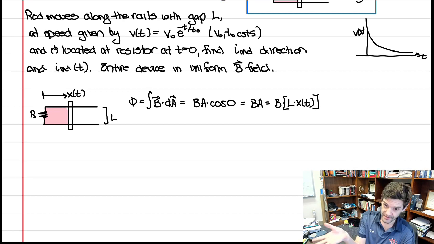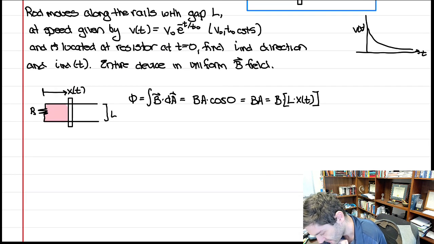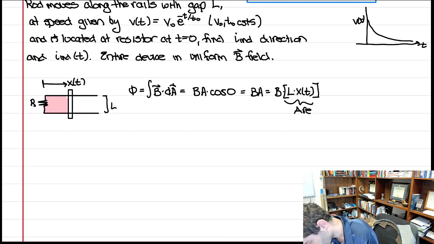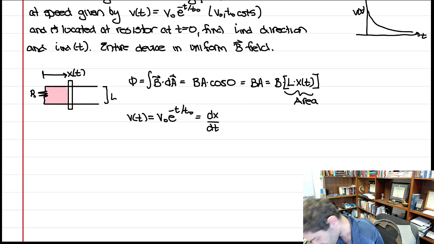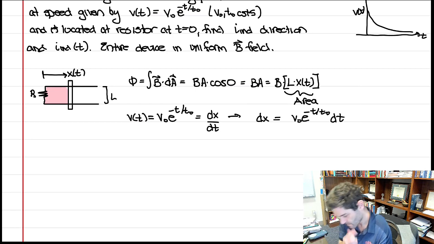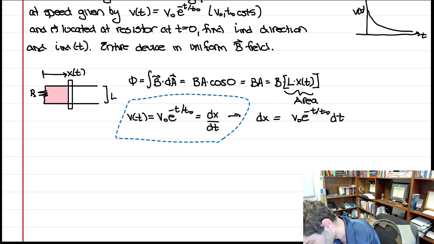So to evaluate the total flux, I need to know x as a function of time. That's not too bad, because I know v as a function of time. So again, this is the area. If v is a function of time, we said it was some constant times e to the negative t over t naught. And I know that velocity, it's a 1D velocity, is the derivative of a position. I can then write that dx equals v naught e to the negative t over t naught dt. I've effectively separated variables in this very simple differential equation.